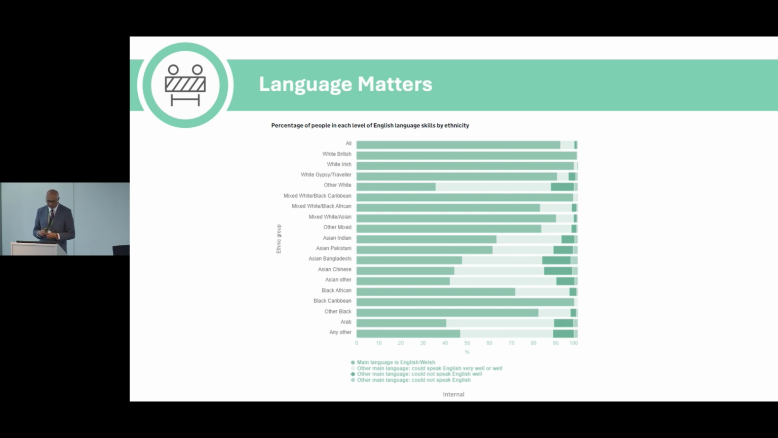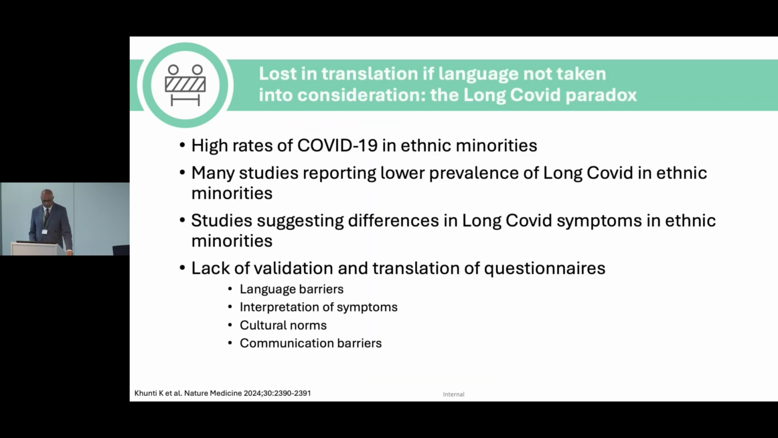This is looking at the percentage of people in each level of English language skills by ethnicity. On the right-hand side, you see the dark area where main language could not speak English well, and the lighter area, main language English could not speak at all. You see there's quite a lot of people who do not speak English at all, and we really need to bear that in mind when we are looking to recruit ethnic minority participants. We often say lost in translation.